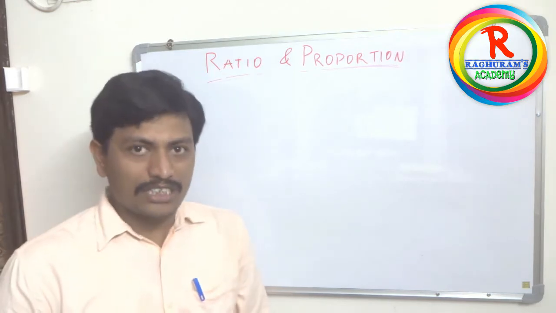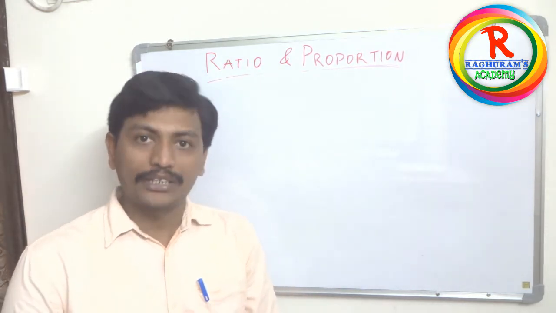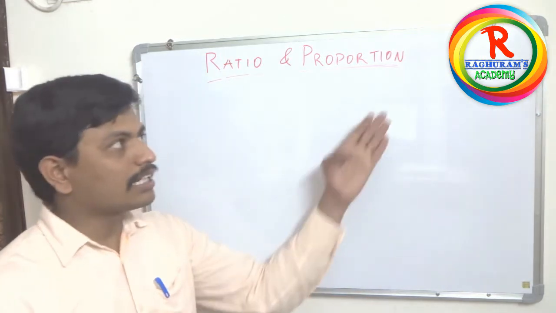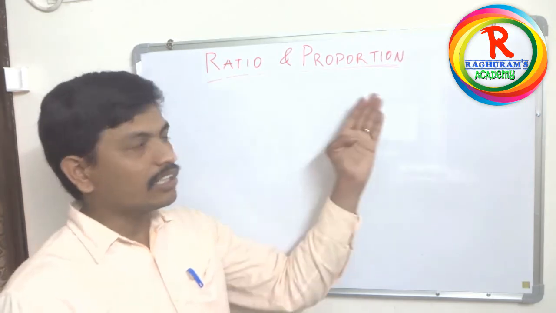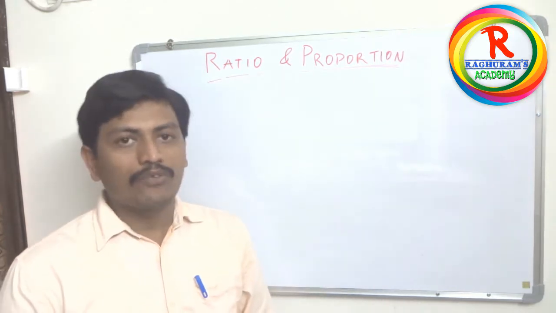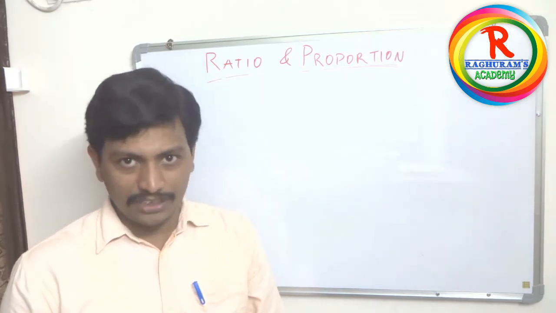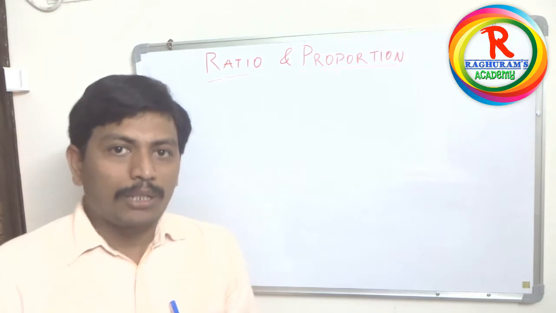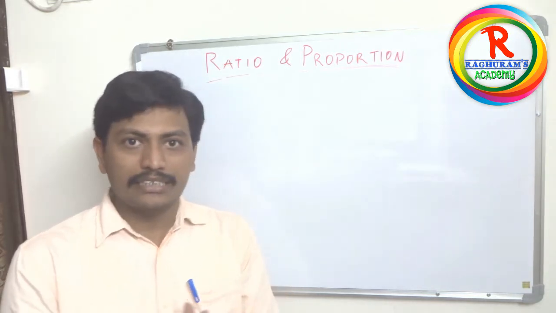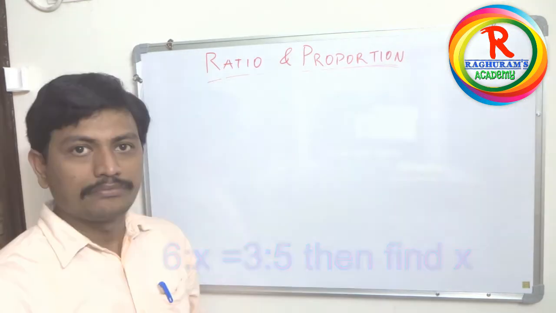If you are watching ratio and proportion problems for the first time, and have not watched part 1 and part 2, first watch those parts. The part 1 link is given in the top right corner. You can click on this link and watch my first part, then watch the second part, and then come to the third part. Otherwise you can't understand this video. Let us see some more different problems which you have not seen in part 2. Part 1 is just basics, part 2 has some basic problems, and now let us see different problems.